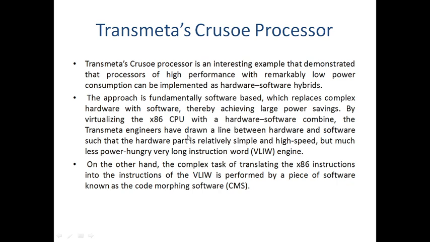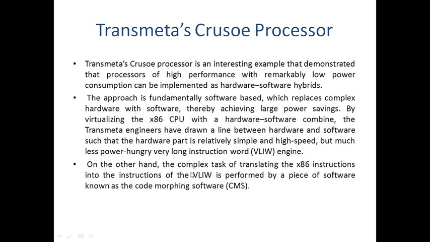The Transmeta engineers drew a line between hardware and software such that the hardware part is relatively simple and high speed. The hardware part in the Transmeta Crusoe processor is relatively simple, high speed, and much less power hungry. It is a very long instruction word engine, that is, a VLIW engine, used in the Transmeta Crusoe processor as the hardware. It is very simple and high speed.